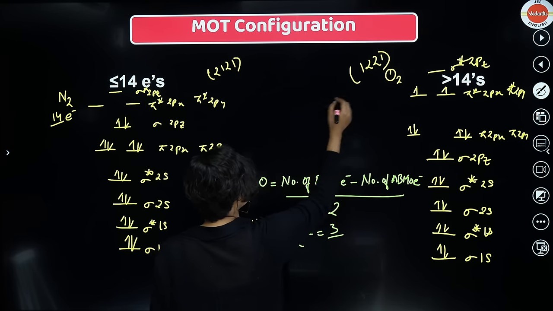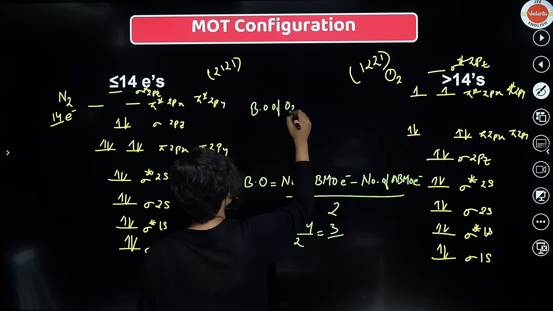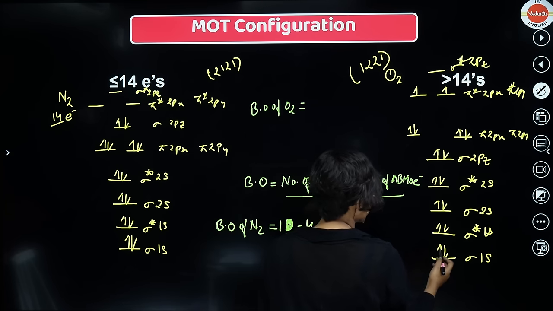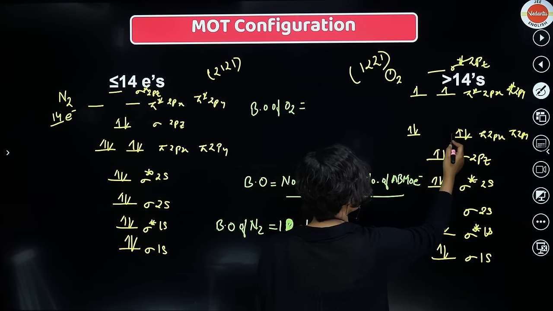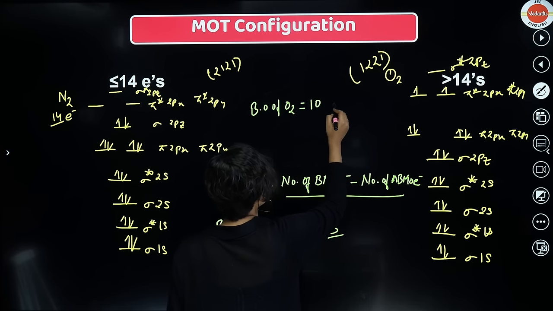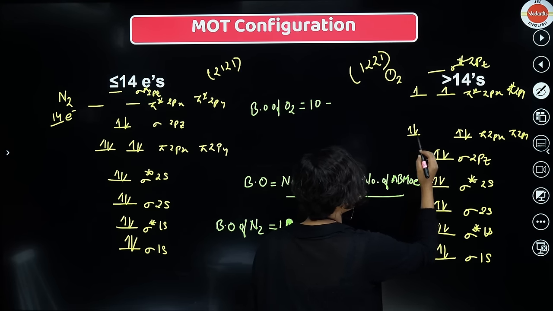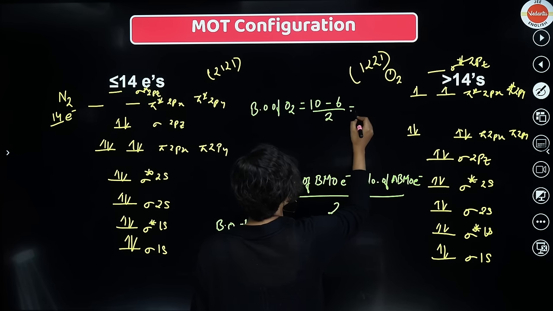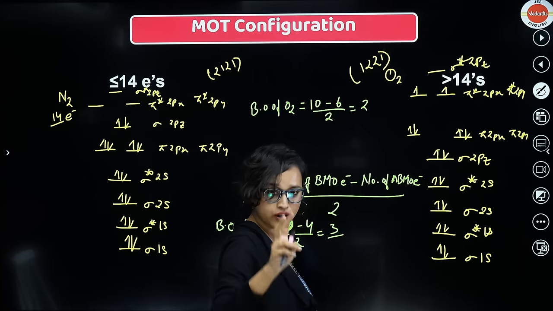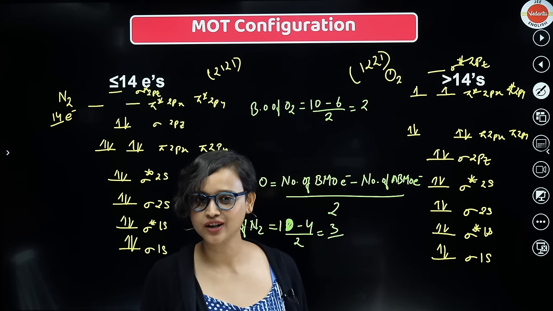Now, how will you find out the bond order for oxygen? Figure it out. 1, 2, 3, 4, 5, 6, 7, 8, 9, 10 in bonding, and in the antibonding you have 1, 2, 3, 4, 5 and 6. So 10 minus 6 is 4, divided by 2 is 2. Oxygen is bonded by a double bond, right?